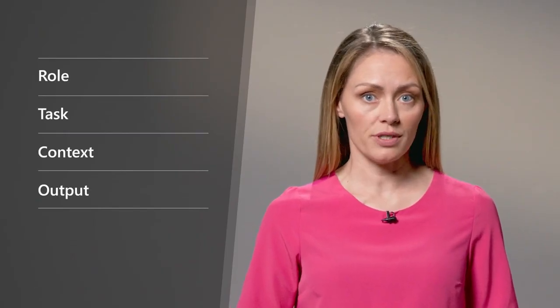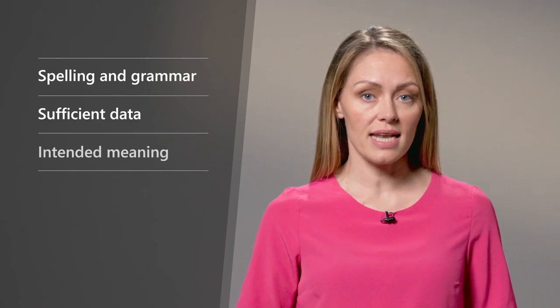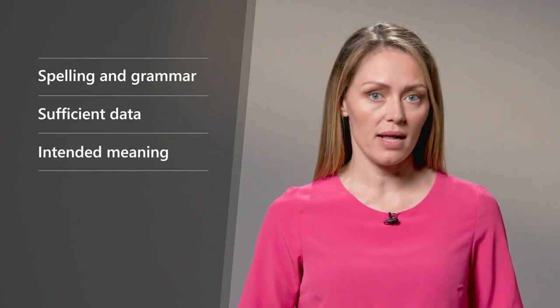It's important to note that prompts don't have to be exact. Remember, you want to provide Microsoft Copilot in Bing with 4 key items: the role, task, context, and output. Ordinary language parameters such as spelling and grammar are less important when making prompts because Microsoft Copilot in Bing has sufficient data to reason out the intended meaning even if a word is misspelled.